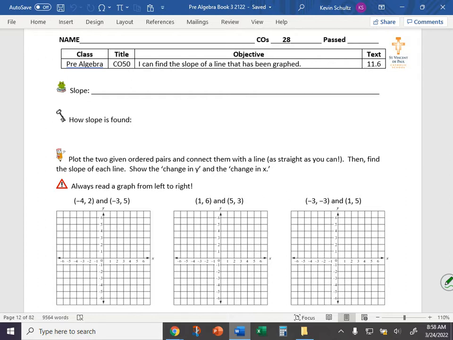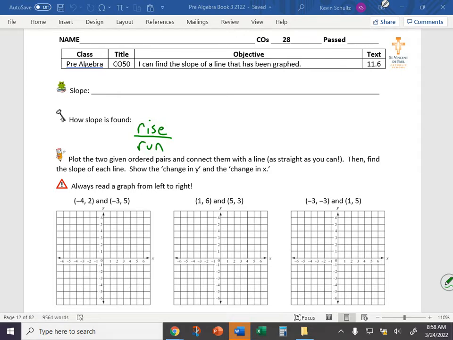Quentin, what do you remember? Rise over run. That's kind of a common phrase. We're gonna put that actually under how slope is found. That's kind of that catchy phrase there. Rise over run. What else do you remember? Tony? Okay.